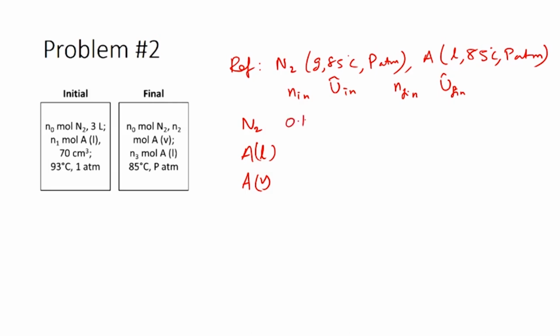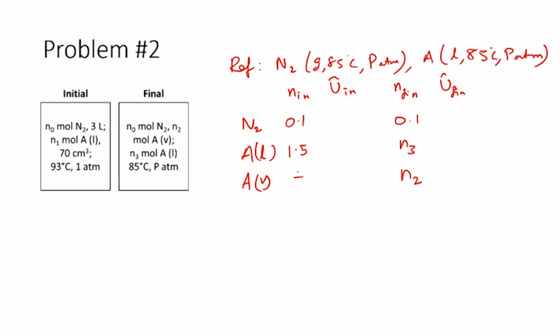So, we have 0.1 moles of nitrogen in the initial and the final system, and we have 1.5 moles of component A present in the liquid form in the initial system. We have N3 moles of liquid component A in the final system and N2 moles of vapor component A in the final system. We do not have any vapor component A in the initial system.